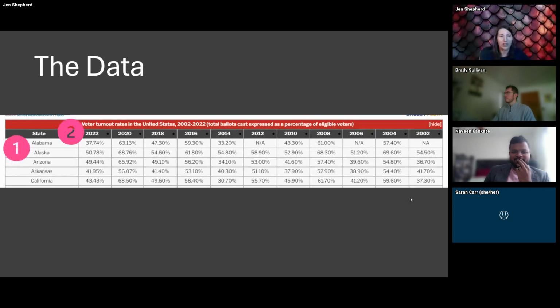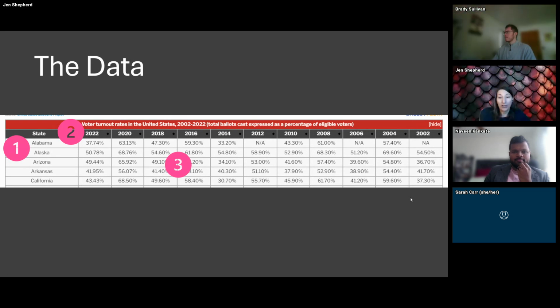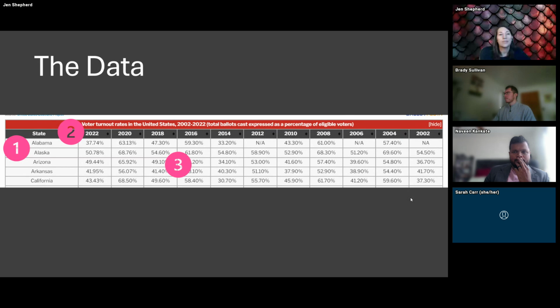I had the state, I had these years going from 2002 up to 2022. I had the voter turnout rate, not registration, turnout rate. And then I kind of had a fourth hidden dimension, which if you've been paying attention to the competition, you probably already know what that is.